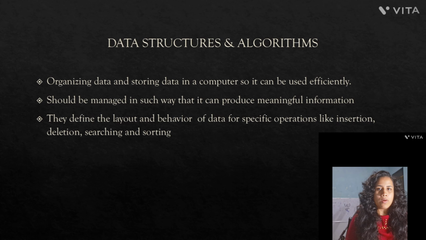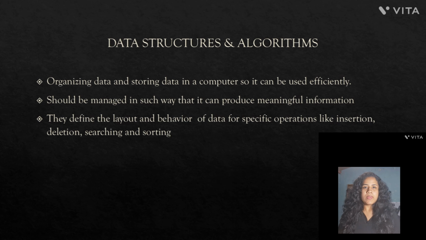So today we are going to talk about how to implement queues using linked list. First of all, we are going to talk about what are data structures and algorithms. Data structures are a way where we organize and store data in a computer so that it can be used efficiently afterward. And also, it should be managed in such a way that it can be used to produce meaningful information. And they define the layout and behavior of the data specific operations like insertion, deletion, searching and sorting.